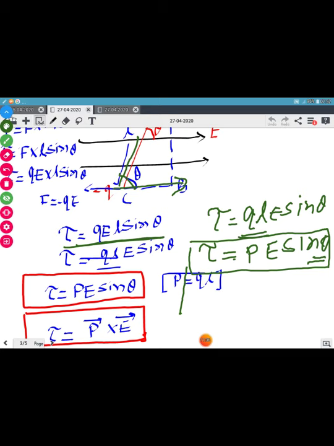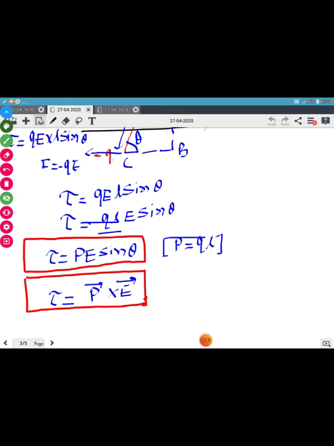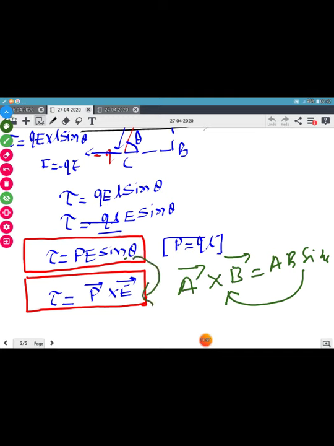If you know the cross product, then we already know that the cross product of any two vector quantities is given by A cross B equal to AB sine theta. So here also tau is equal to pE sine theta, and we can convert it into this form: tau is equal to p cross E. This is the vector form of torque, and obviously torque is a vector quantity, whose direction is given by the right hand screw rule. So this is all about the torque.